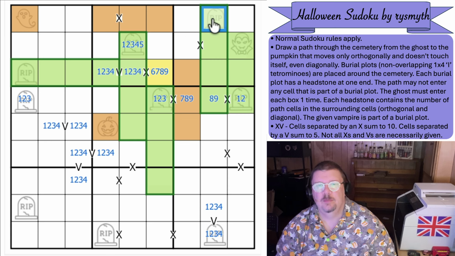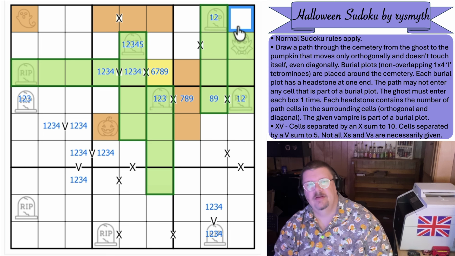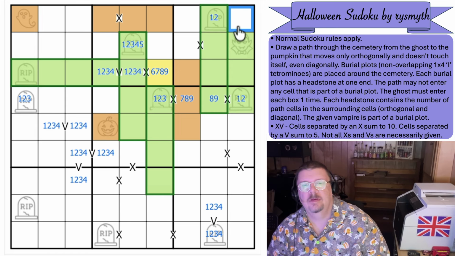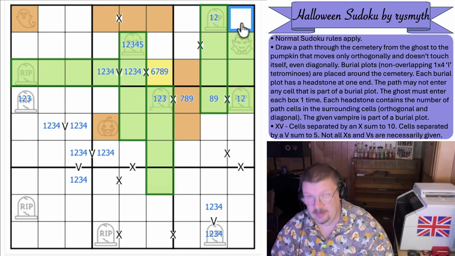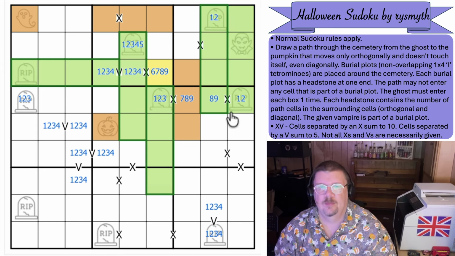Okay, this is a maximum of 2, which would be those 2 cells. We can't get there, but I don't know if I want to mark that as green or not yet. Oh, no, it has to be at the head. The headstone is at the head of the plot. So yes, that is in fact light green, and we can mark that off. And I don't know why I didn't think of that before.